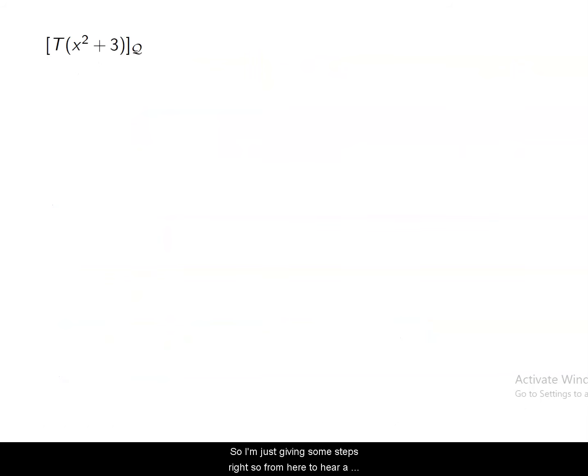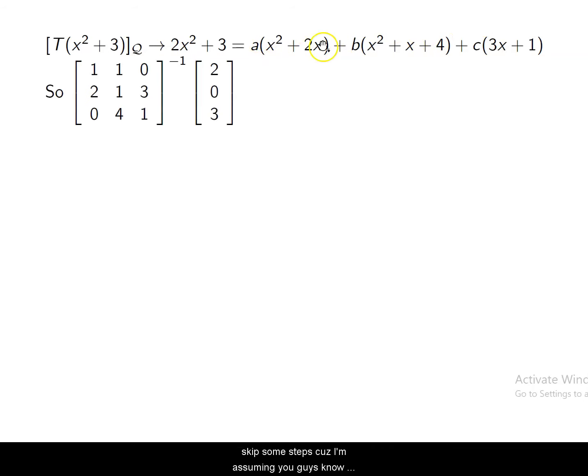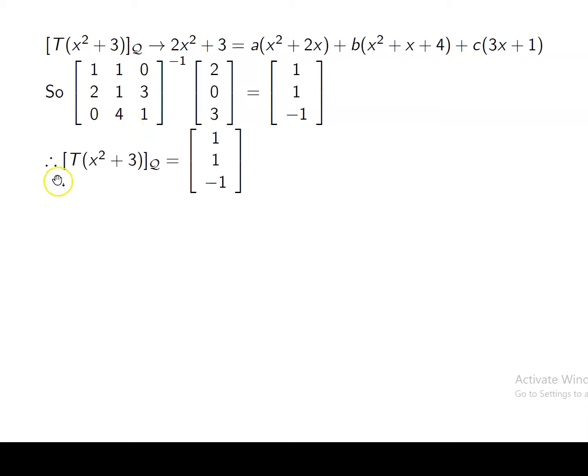Okay. So I'm just skipping some steps, right? From here to here, I skip some steps because I'm assuming you guys know what we're doing. So just to go back, that's where this comes from. So this then is that vector representation. That's the C1, C2, C3, or the A, B, and C scalars that I need in order to represent this vector in terms of Q. Okay, so that is my vector representation. So that would actually be the first column vector for A. Okay, and then we're going to do the same thing for the next two.